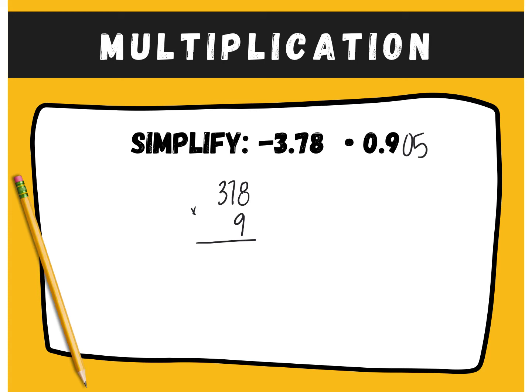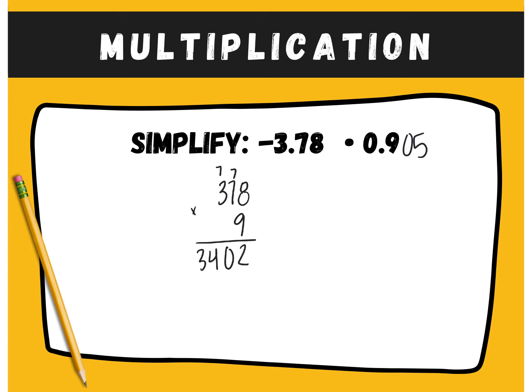So let's multiply. 9 times 8 is 72. 9 times 7 is 63, but then we add that 7 to get to 70. 9 times 3 is 27, plus 7 is 34. So I know my answer is going to be 3402. It's going to be those digits in that order. The question is, will it be positive or negative? And will it be 34.02, 3.402? Where does that decimal go?